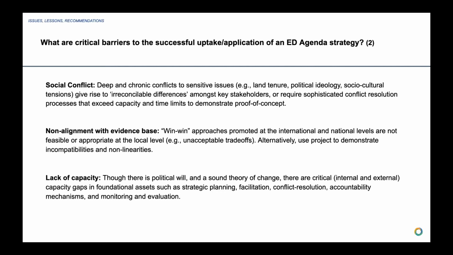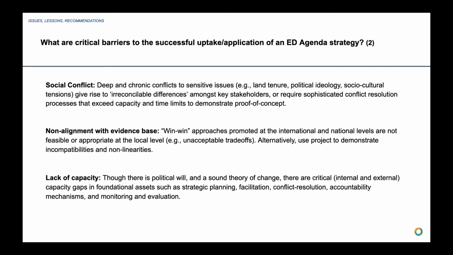So in this case, an example would be if a government uses a centralized command and control mechanism for establishing protected areas, when the evidence base within the local context shows that community-based forestry is better for protection of forests. So here, this is a barrier to success.